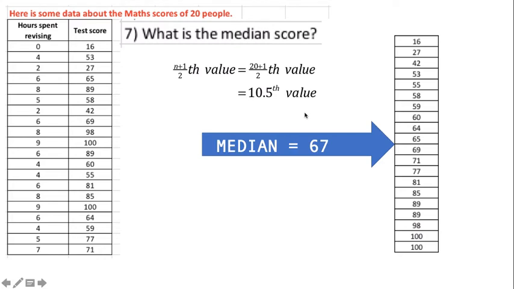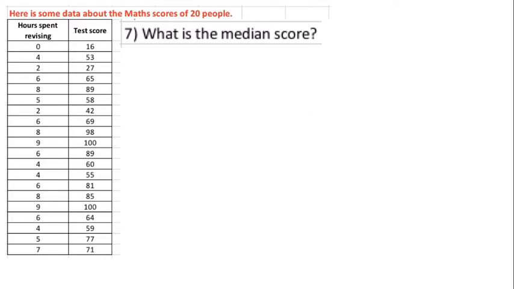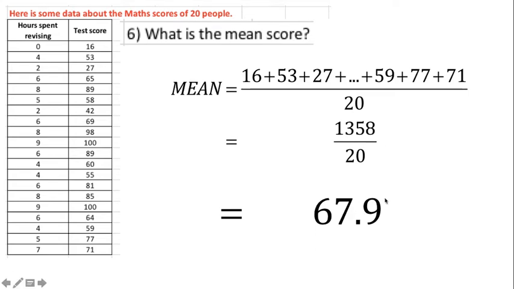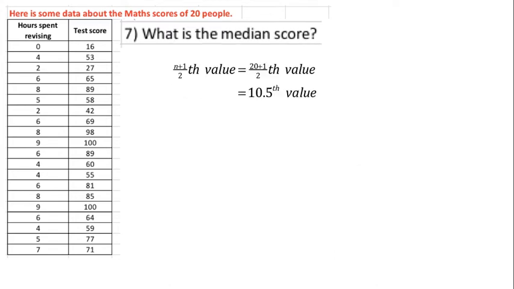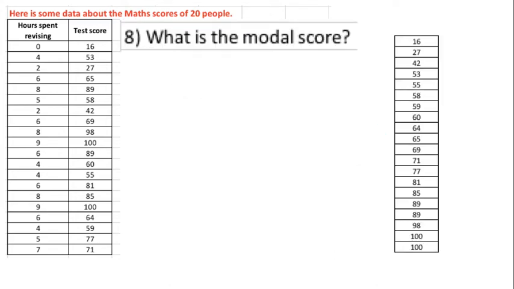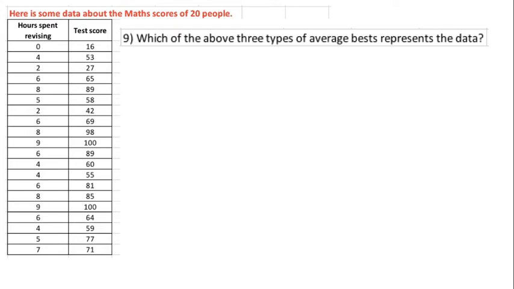Whereas the median being 67, that kind of is in the middle, and then the mean being 67.9, they're quite close to each other, and those two tell us a lot more about the data set in general than the mode does. So in this case, the mode is not very good, but the mean and the median are much better.